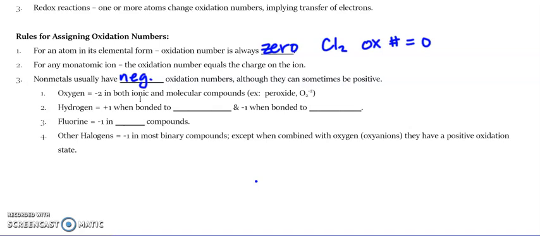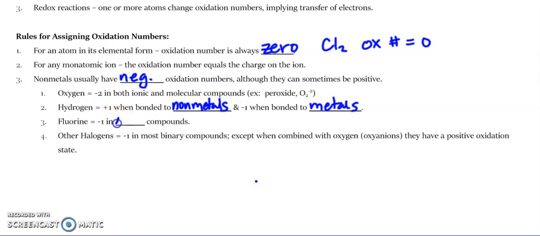Hydrogen can be +1 or -1. It's +1 when it's bonded to nonmetals. And the way I remember this is nonmetals have a negative charge, so hydrogen would have to be positive to balance it out. It's a -1 though when it's bonded to metals, because metals are positives, are cations, so then your hydrogen will act like an anion to balance that out.